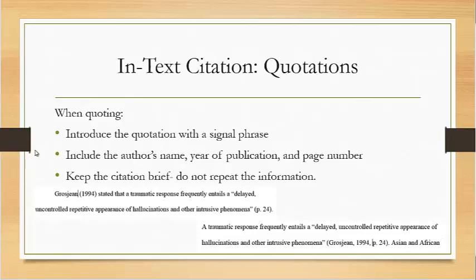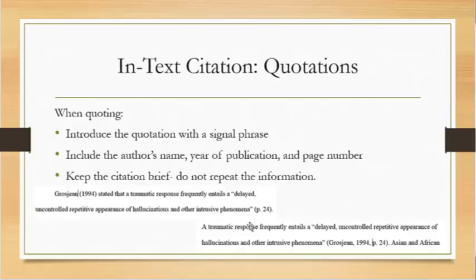In-text citation, quotations. So when quoting, as in the last example, you want to introduce the quotation with a signal phrase, include the author's name, year of publication, and page number, and keep the citation brief. Do not repeat the information. And I have two ways that you can cite quotations. The first one, I introduce it with the author's name. Grosjean, year of publication, stated that a traumatic response frequently entails a, quote, delayed, uncontrolled, repetitive appearance of hallucination and other intrusive phenomena, close parentheses, and then the page number and the period.